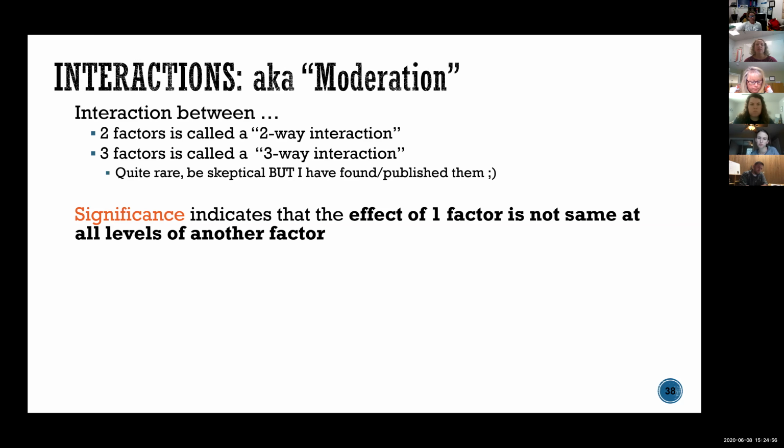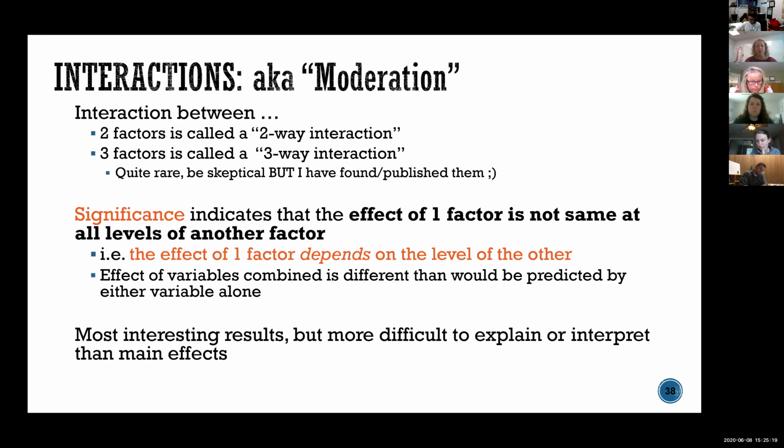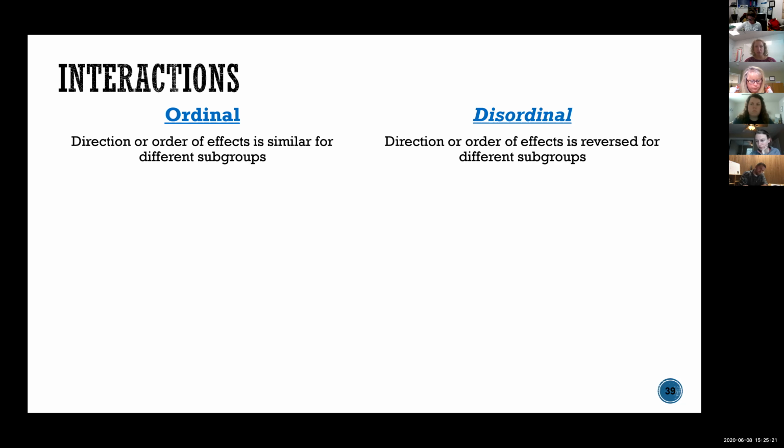So if you have significance of a variable, it means all the levels of the factor don't have the same average. If you have a significant interaction, it means the effect of one factor is not the same at all levels of the other factor. So we just talked about that. The best way to look at that is with a graph.